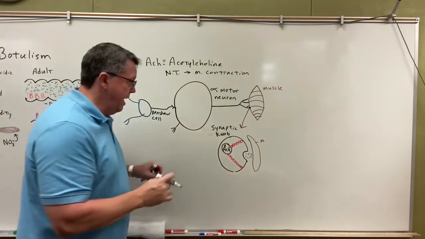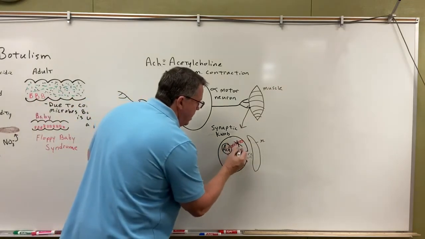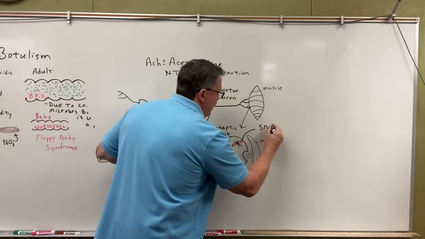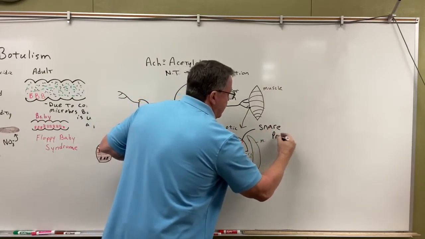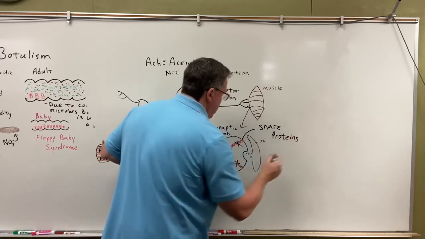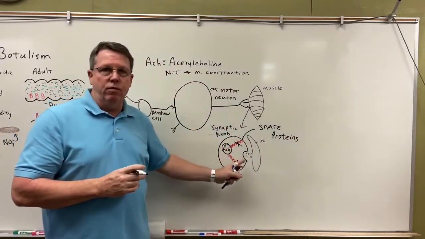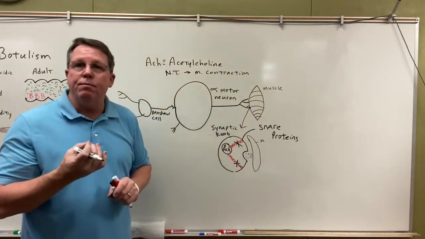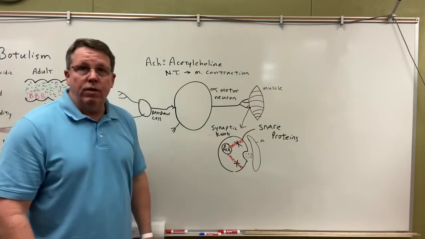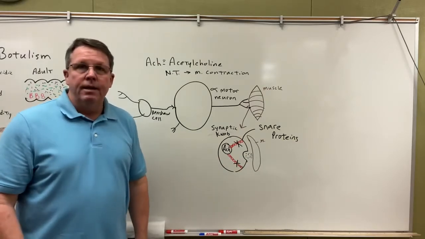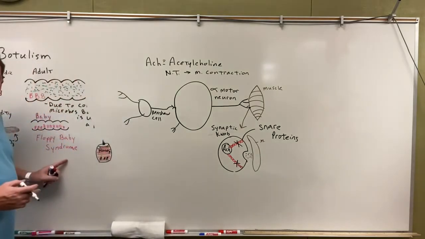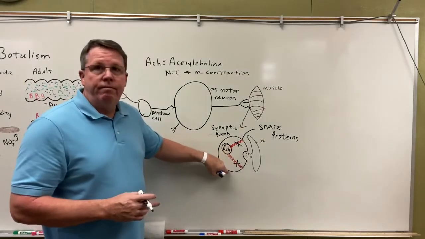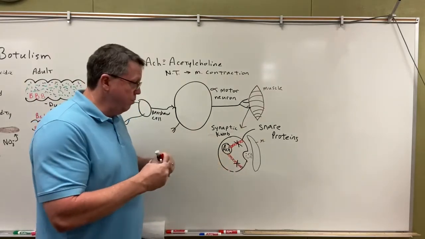What botulism does now, though, is it basically attacks these snare proteins. So again, these are the snare proteins. It attacks the snare proteins, so therefore it can't pull the ACH over. So if this cannot go over to here, I cannot contract my muscle. And so the muscles just become weak and floppy. That's why you see over here, we call it floppy baby syndrome, right? So we have a problem right there. And that's how botulism is going to cause the problem here.